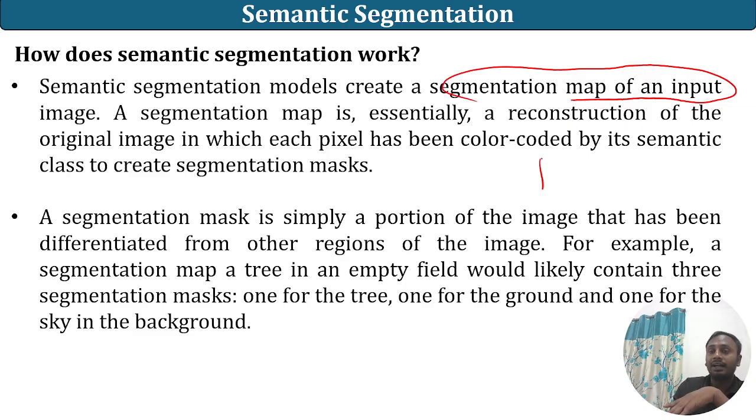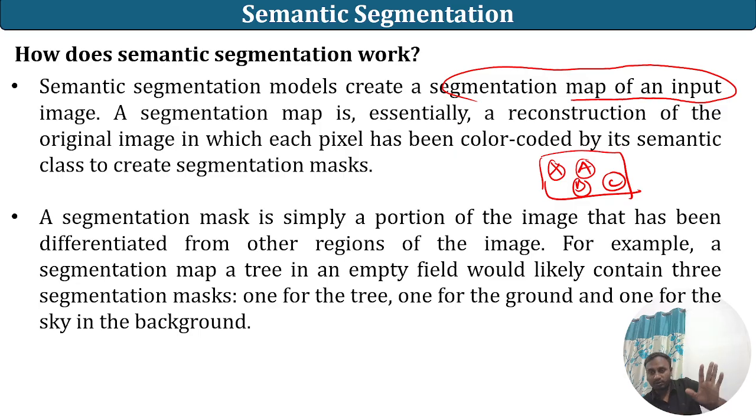Let's say I have this box, and this is going to be a ball, and this is going to be the others, B, C, D. So they're going to create a map of how many types of objects there are, and the corresponding intensity also we can see.